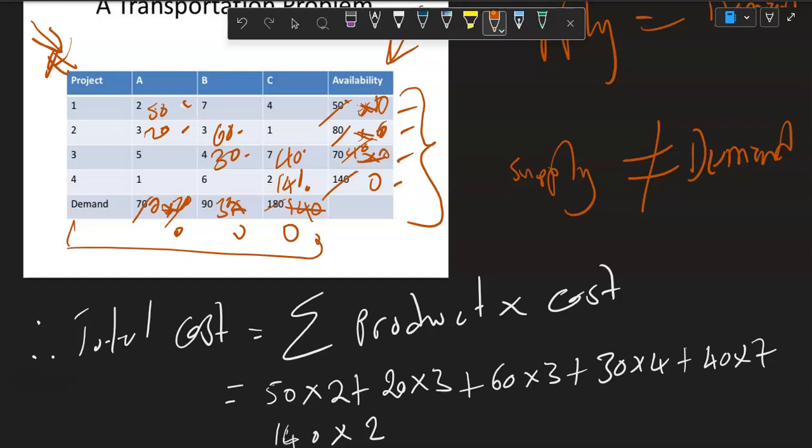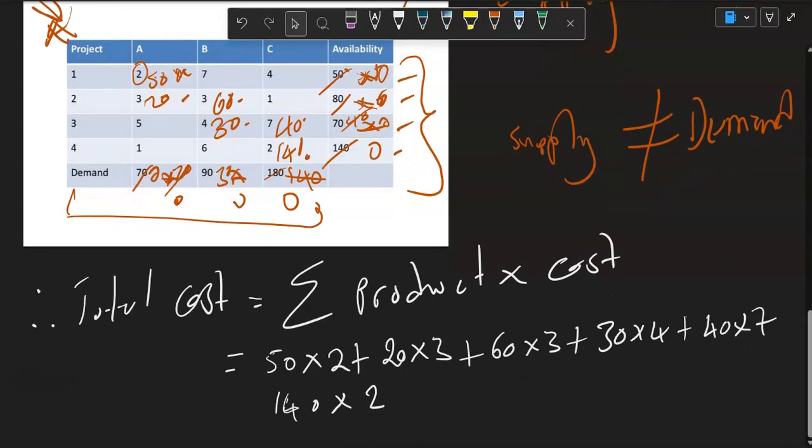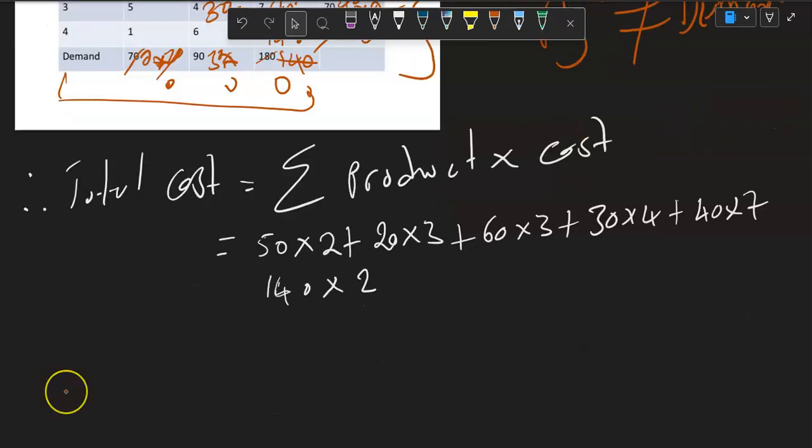For the box of 50, this particular box has a cost of 2, so you multiply 50 times 2. And the second box, you have 20 times 3. You keep on, and you realize that 50 times 2 plus 20 times 3, plus 60 times 3, plus 30 times 4, plus 40 times 7, plus 140 times 2 gives us 1,020. Whatever currency we are using, we didn't indicate the currency, so maybe we can assume it's dollars. Yes, dollars.